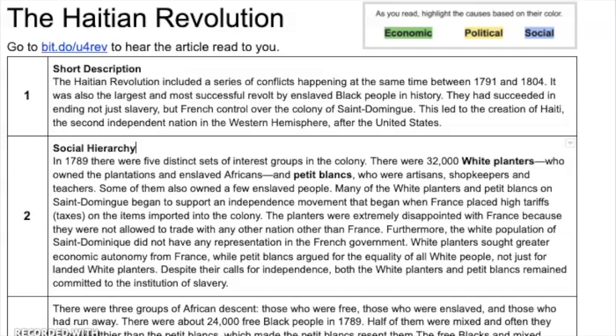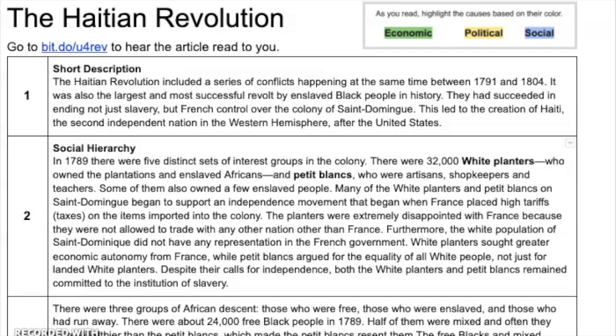Hello, World Studies scholars. If you would like some support in how you can classify and organize this reading into economic, political, and social causes for the Haitian Revolution, feel free to follow along with me as I model how we do this. As we read each paragraph, we will take some time to highlight what we believe to be economic causes for the Haitian Revolution in green, what we believe to be political causes for the revolution in yellow, and what we believe to be social causes of the Haitian Revolution in blue.